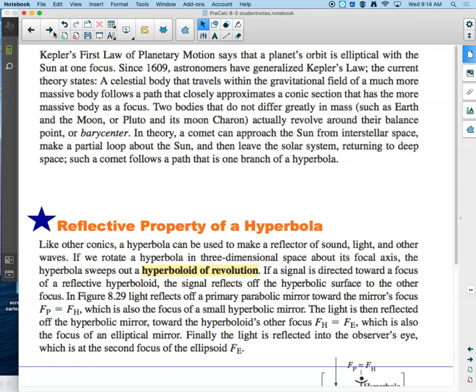So let's read about the reflective property of a hyperbola. So somebody to volunteer to read about that, please. Come on, you all have to be good readers at this level. The faster somebody reads it, the faster it's over.